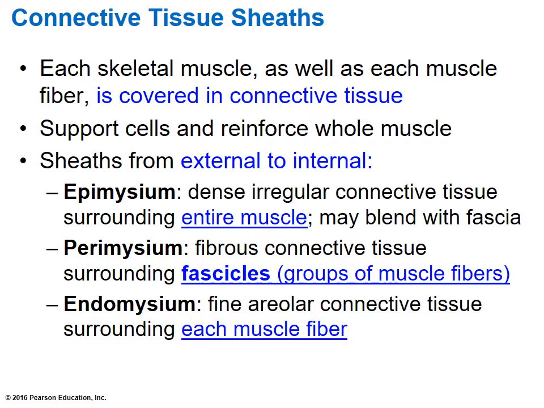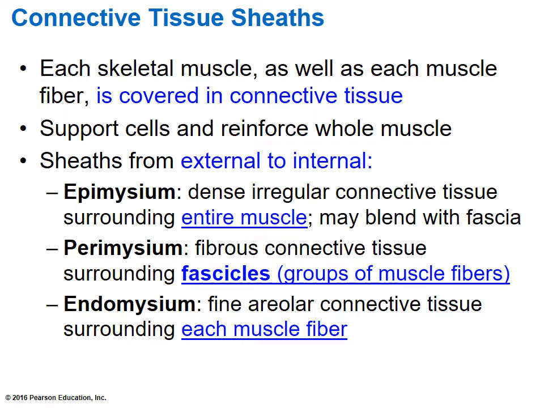Perimyosin is going to be your underneath level, and this is going to be lying underneath the epimyosin, and it's going to be surrounding what we call fascicles, which are going to be a group of muscle fibers. Now in a little bit this will all make sense when we take a look at the illustration, so hang in there with me.